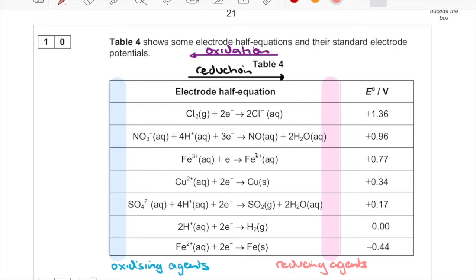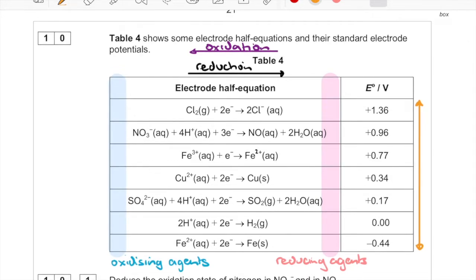Okay, so I think that's probably enough for us to start with, just to get a sense of this table. The other thing to notice, and this isn't always the case, so please be careful, is that the table is in order of values, so we have the most positive at the top and the most negative, or least positive, at the bottom. This isn't always how they present the information, so be a little bit careful about that.